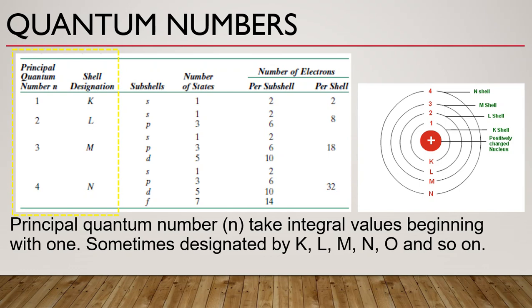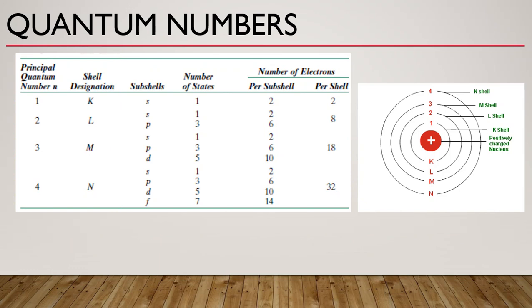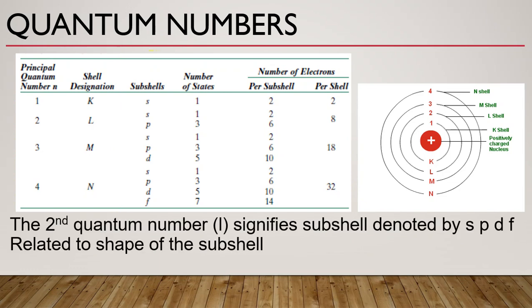What is the principal quantum number? It is related to the distance of an electron from the nucleus, or its position. So it only designates the distance from the nucleus. And the second quantum number signifies the subshell. It is denoted by S, P, D, F, and it is related to the shape of the subshell.